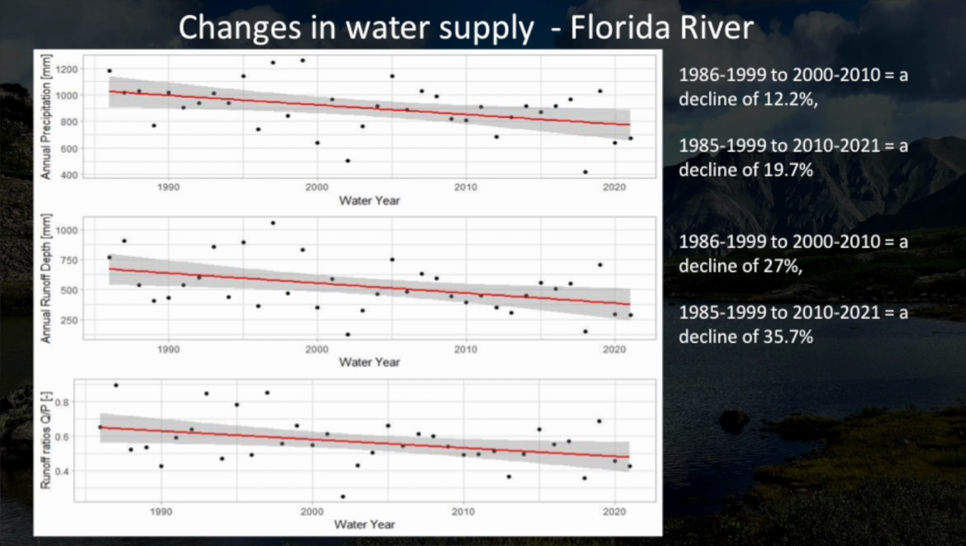Starting at the top, if we look at this trend, it is significantly declining through time. Statistically, I'm using that word specifically. We've seen a decline if we look at an average of 86 through the 90s, through the first decade of the 2000s, a decline of about 12%. If we compare that same range, the late 80s to 90s, to our last decade, it's a 20% decline. If we look at total runoff, those values are actually more stark: a 27% decline, and a 35.7% decline. This is again for the Florida River.